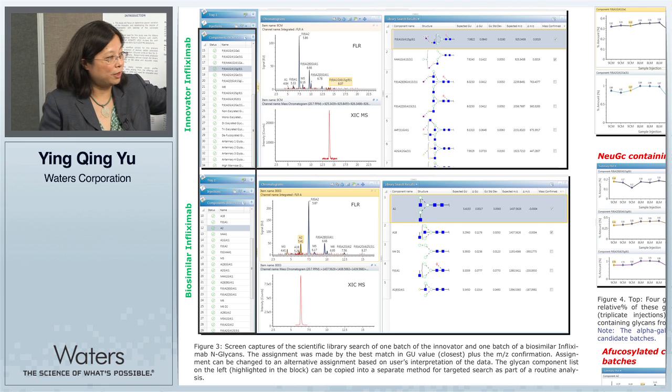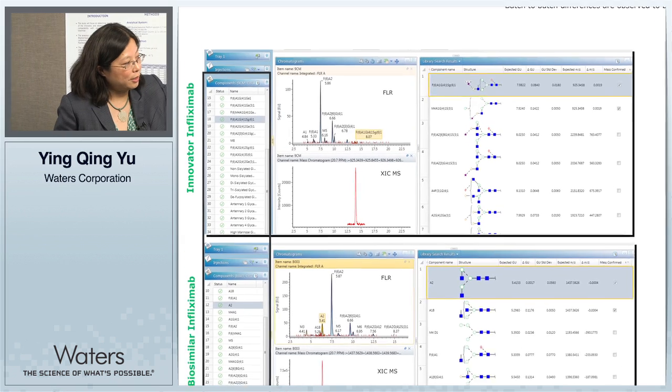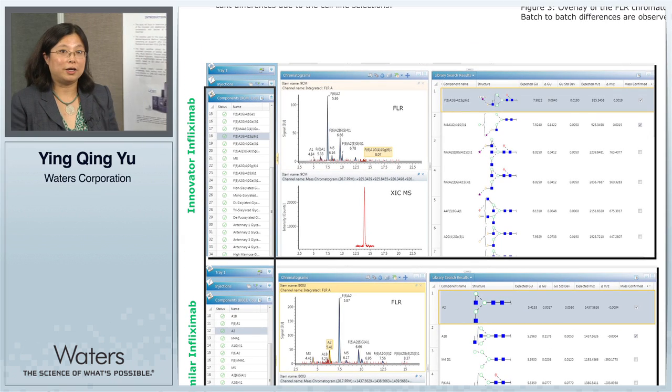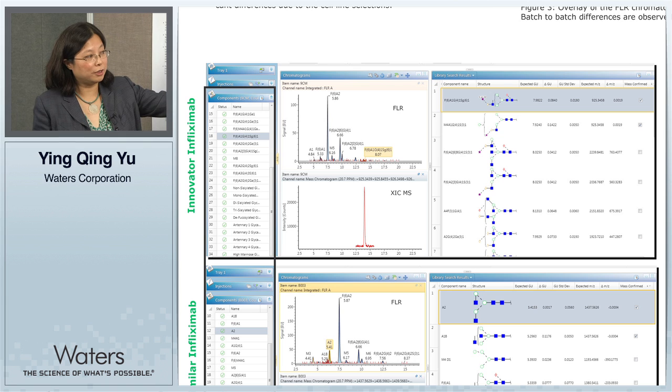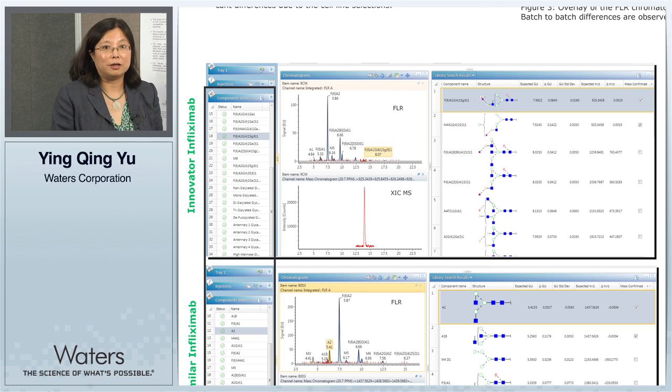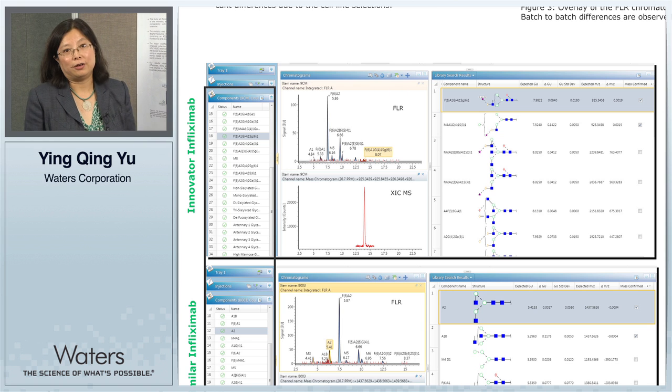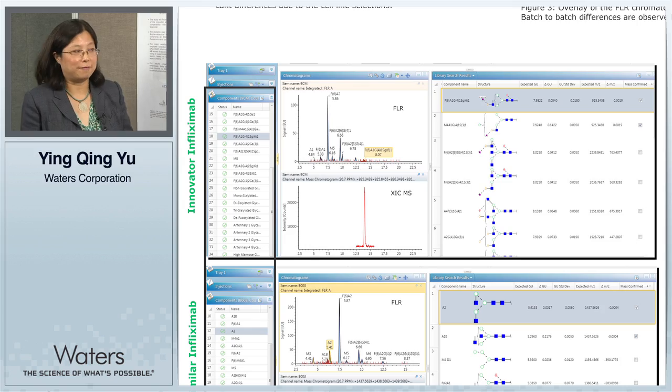If you zoom in, on the top is a screen capture of the innovator Infliximab. All the FLR peaks are integrated and labeled with the glycan. We do see a fair amount of potentially immunogenic glycans, which contain 1,6-alpha-gal and N-glycolylneuraminic acid, from these 3 batches of innovator Infliximab.